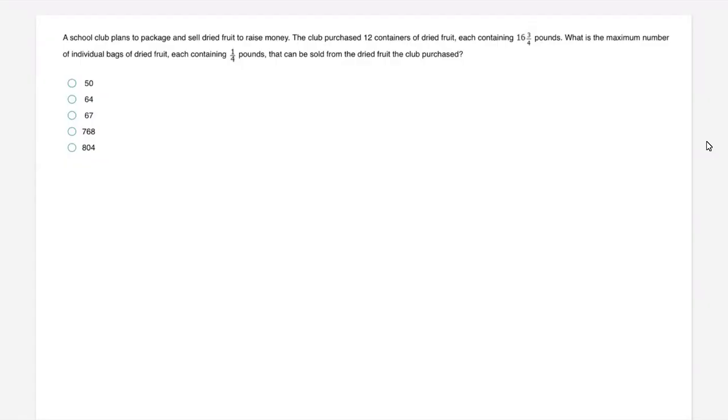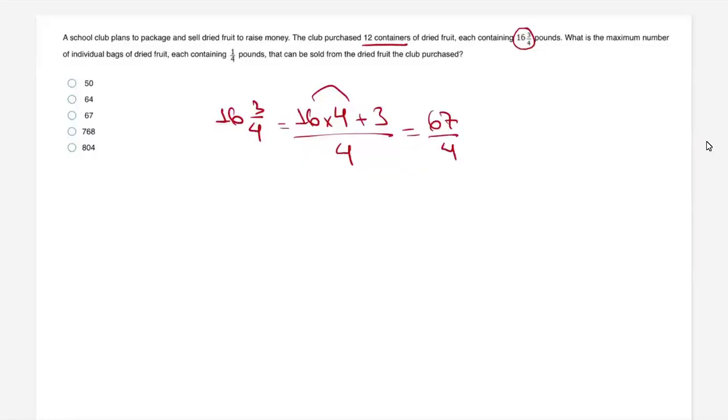A school club plans to package and sell dried fruit to raise money. The club purchased 12 containers of dried fruit, each containing 16 and 3/4 pounds. So 16 and 3/4, to do an improper fraction, you multiply by the denominator, sum the numerator, and divide by the denominator. 16 times 4 is 64. Memorize. So it's 67/4. I need to multiply this by 12.